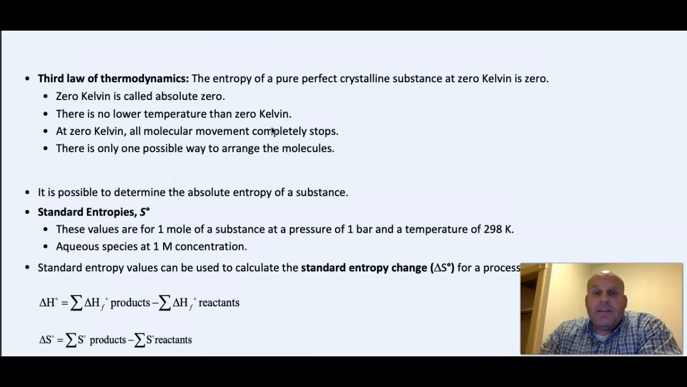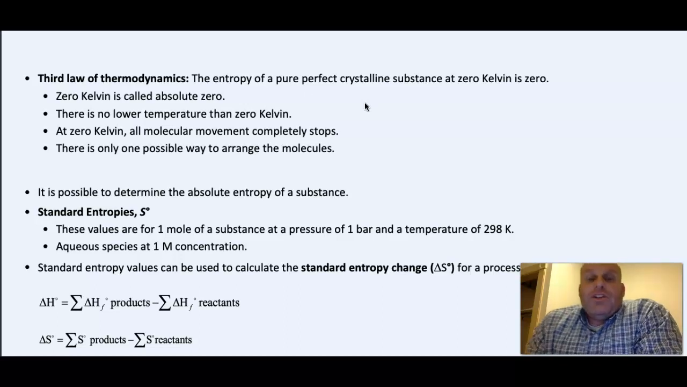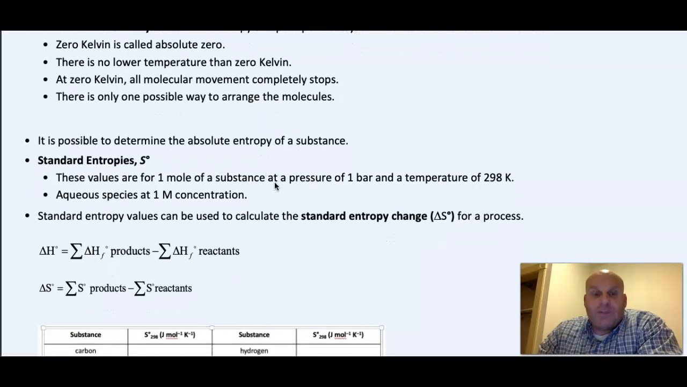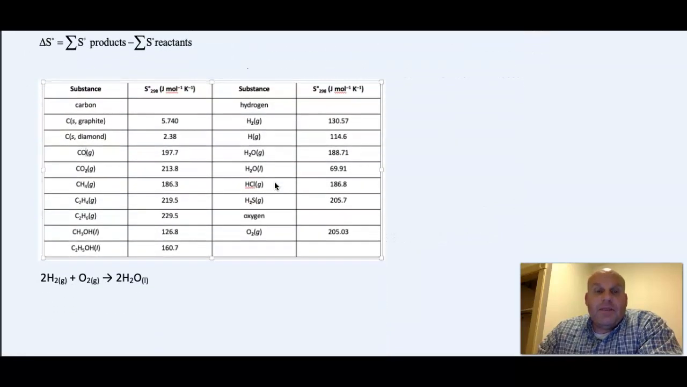You can see here the definition. The entropy of a pure, perfect crystalline substance at 0 Kelvin is 0. So there is a point in which there's no entropy, and that's the point where we reach the lowest possible temperature of absolute zero, which is 0 Kelvin. At that point, there's no molecular movement, so we can say that the entropy becomes 0. And because of this, we can then determine standard entropy values for different substances. And you will see them listed in a table like this.